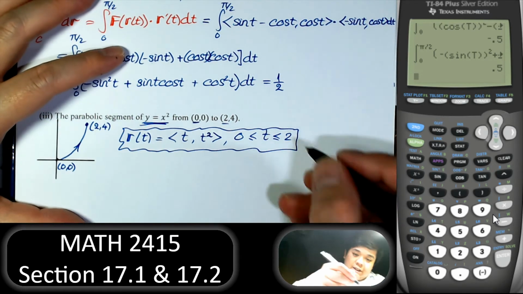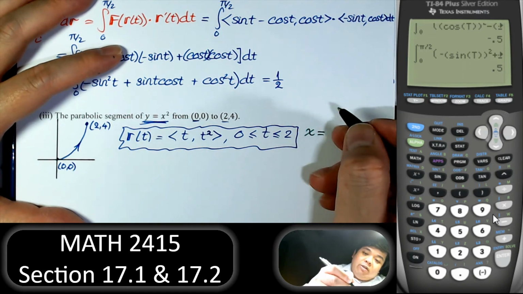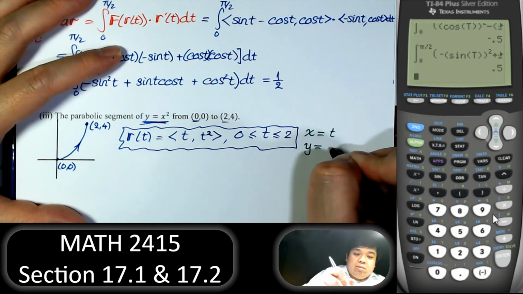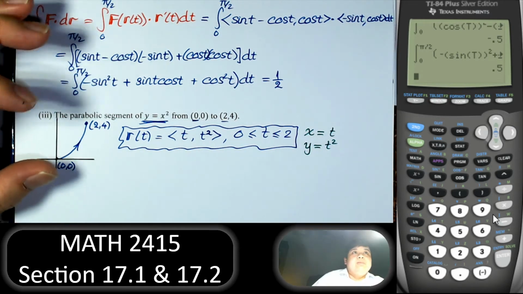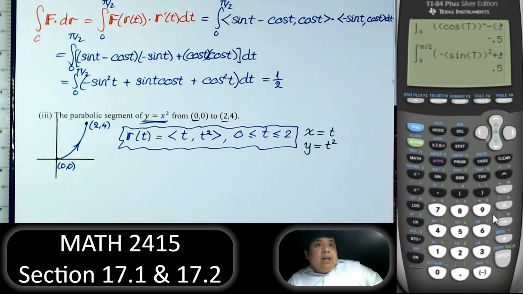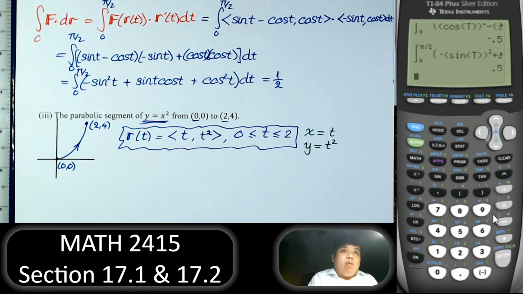Right. Like I said, always find the parameterization first in most problems in this chapter. We need to know what x is in terms of t and what y is in terms of t. Later on, we might have more than one parameter, like t and s and something else. But that's what we have here.